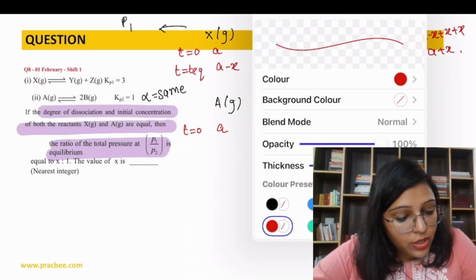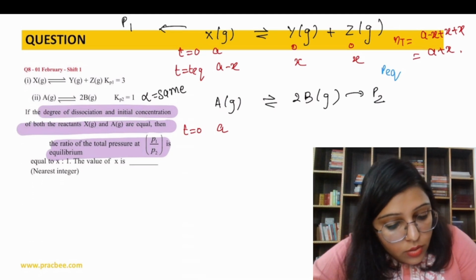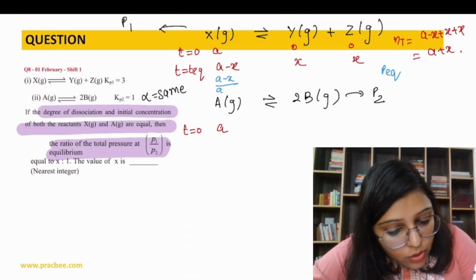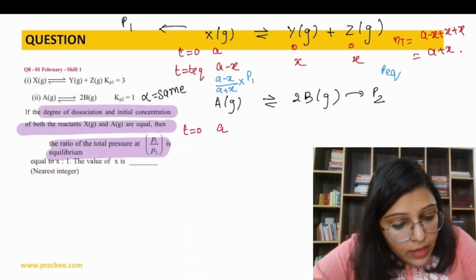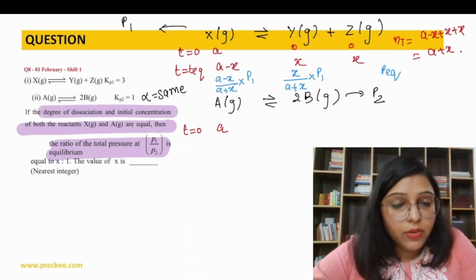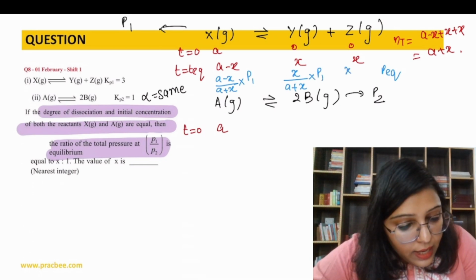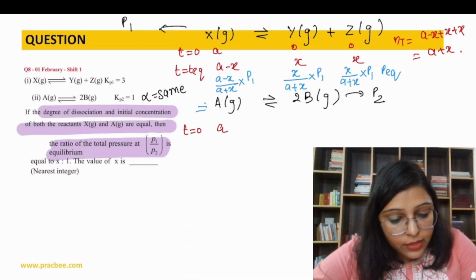So how to write pressure at equilibrium over here? Moles divided by total moles into total pressure, which is P1. X moles divided by total moles a plus x into total pressure P1. So x upon a plus x into P1. Okay?